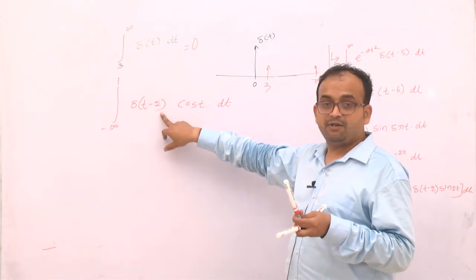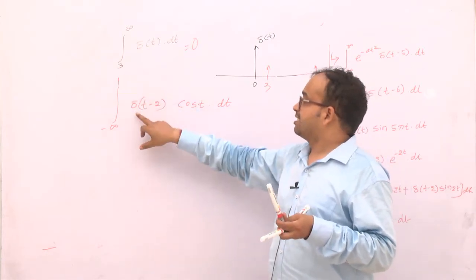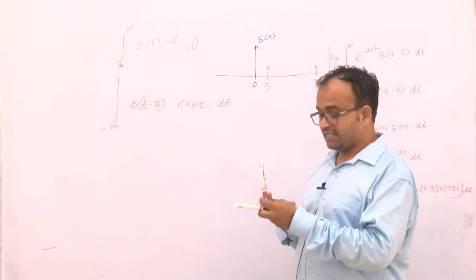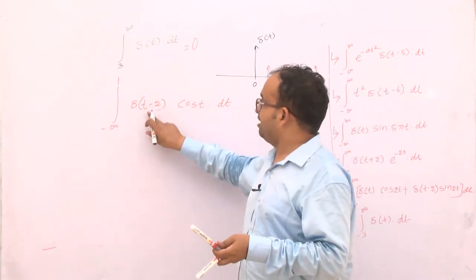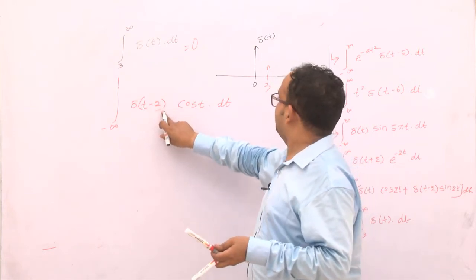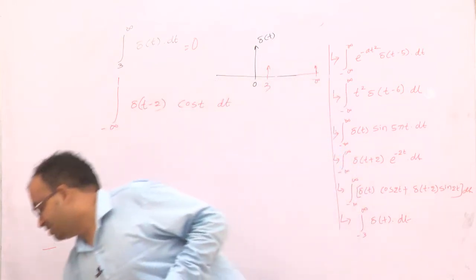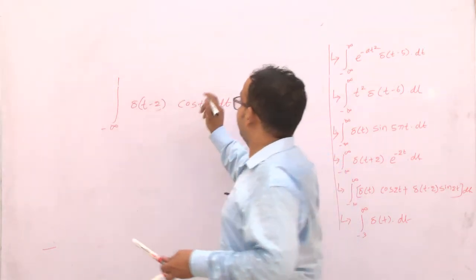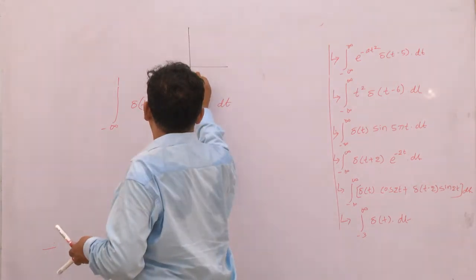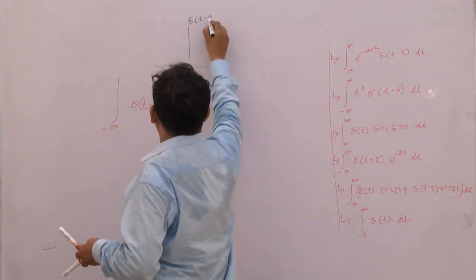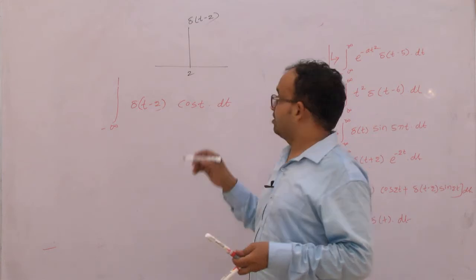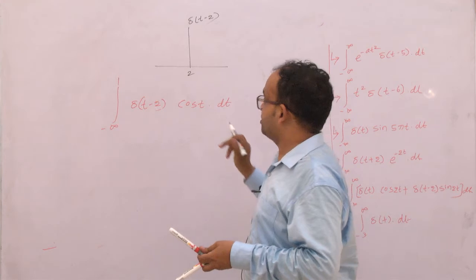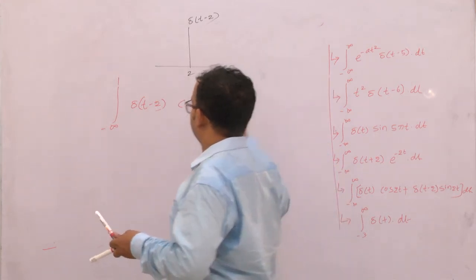Let the value be like this: minus infinite to 1 delta t minus 2 cos t dt. What is the answer? So how to solve it? You can solve it like this. Delta of t minus 2 means this delta t is present at t equal to 2. What you can draw now? This delta t is present at t equal to 2. Now it is multiplied with cos t, so this t will be replaced by 2.